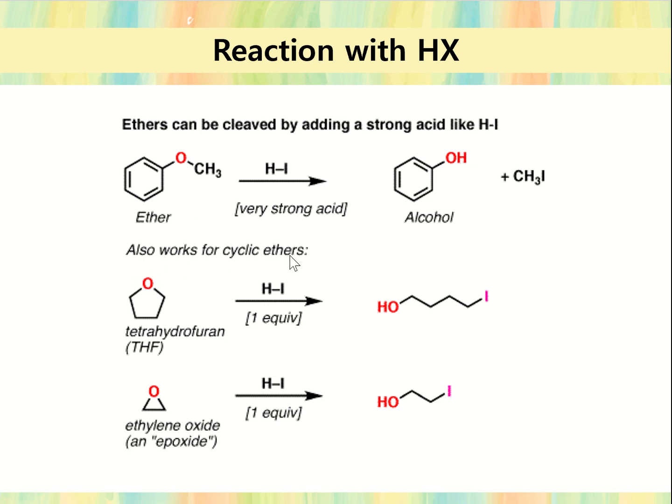Now it also works for cyclic ethers as well. Clearly this is symmetrical, so it doesn't matter which side, but you have cleavage nonetheless. Then the hydrogen adds to the oxygen, and the iodine adds to the carbon. The same thing happens here. You have cleavage, so we have an alcohol at one end and the iodine at the other end.